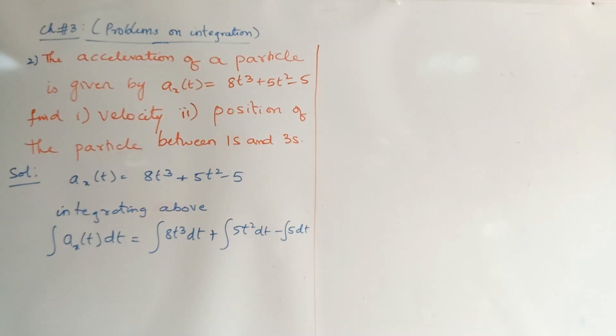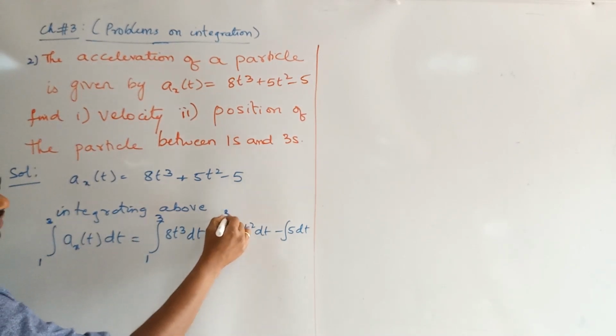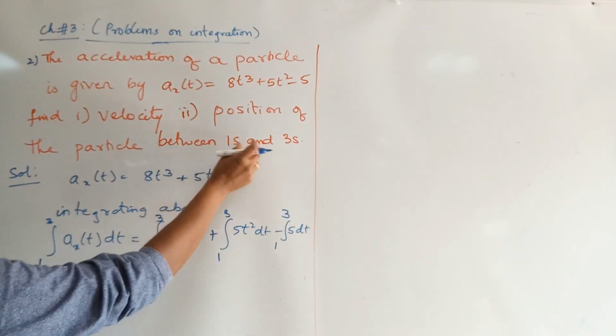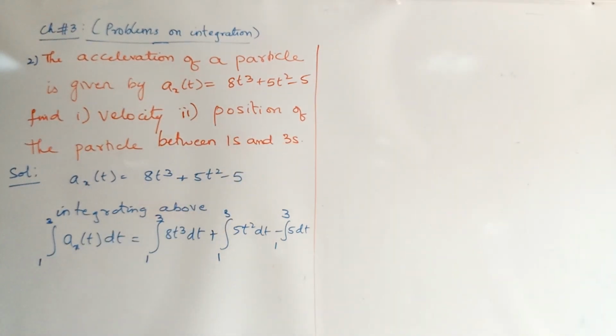And he has given limits also here, between 1 and 3 seconds. It is from 1 to 3 seconds. Earlier it was no limits, they are called indefinite integrals. Now this is a definite integral where the things are taking place in two different time intervals, fixed time positions. This is called definite integrals.